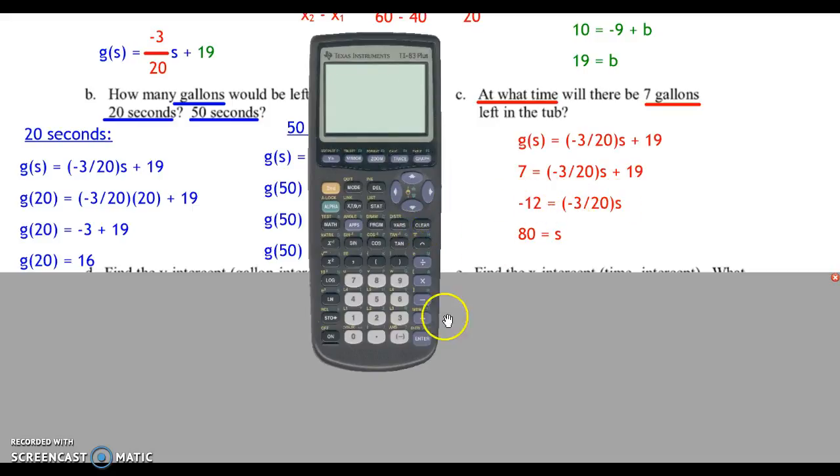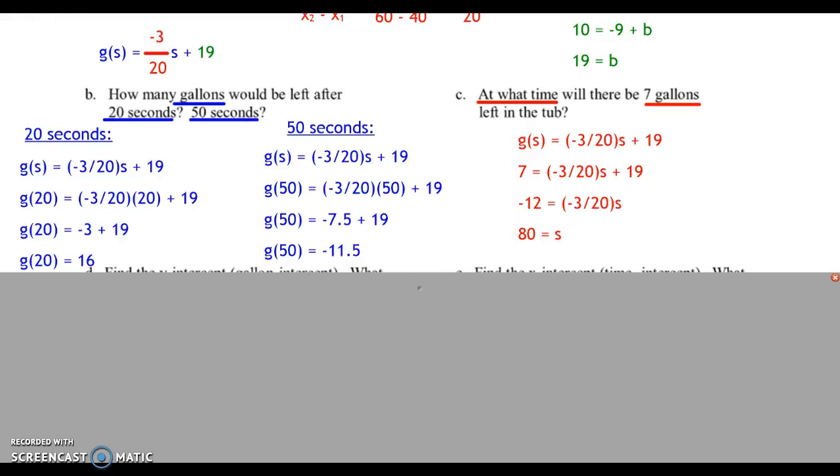So what I'm doing is I'm taking negative 12, which is this number here, and I'm dividing it by, because I have to do the inverse operation, dividing by this whole coefficient. So I'm dividing by negative 3 over 20. I'm treating negative 3 over 20, that fraction, as one whole number. I'm putting it inside those parentheses. And when I do that division, I get positive 80, which means there will be 7 gallons left in the tub after 80 seconds. Hopefully that made a little bit of sense.